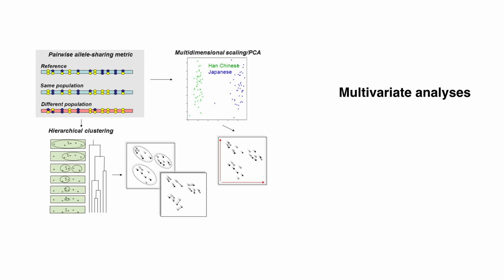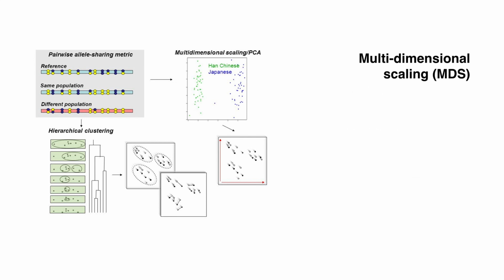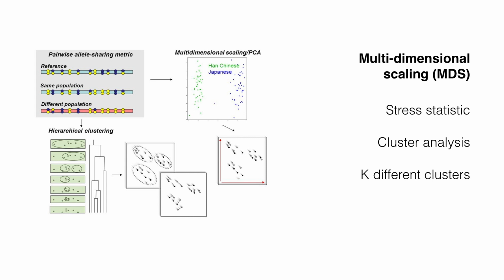Multivariate analysis allows us to reduce the multiple dimensions to 2 or 3 dimensions that we can draw and comprehend, while minimizing the inevitable loss of information. Multidimensional scaling, or MDS, is one of those methods where the loss of information is represented as stress statistics. The lower the stress statistics, the better the MDS fit to the data and the lower the loss of information. Finally, cluster analysis is to group individuals into K different clusters based on genetic similarity, so that individuals within a cluster are more similar to each other than individuals outside the cluster.